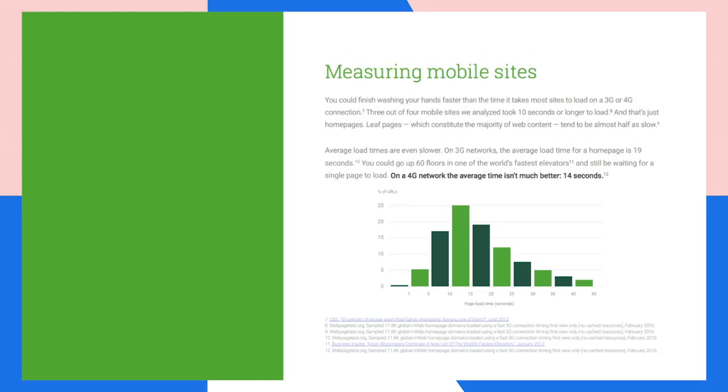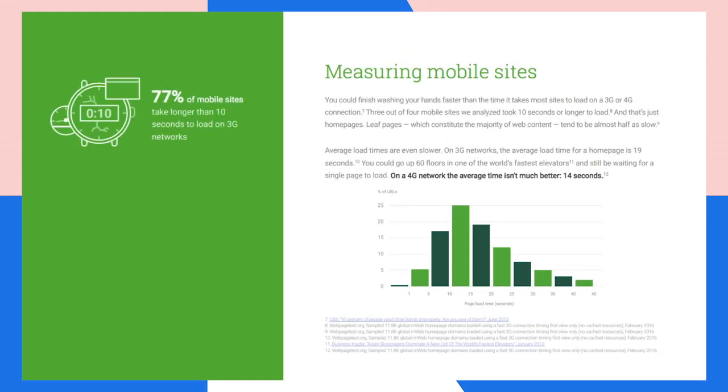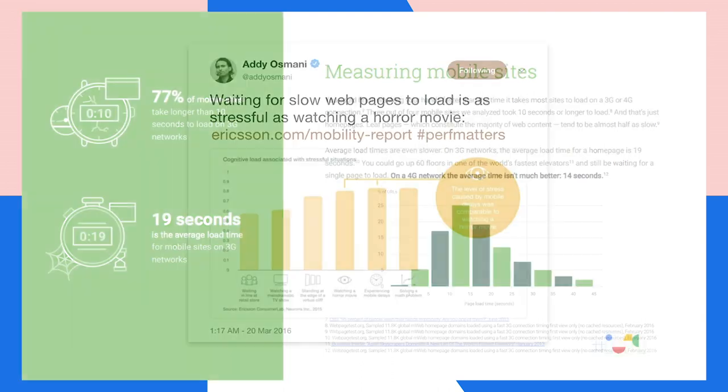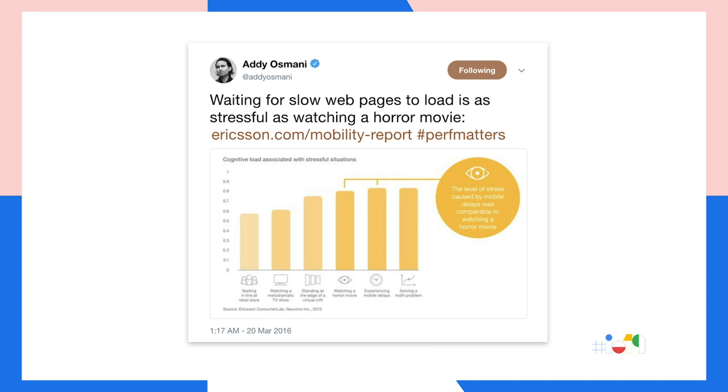Today, I want to share with you how to build faster web applications by using predictive prefetching with Guess.js. Web applications are slow. 77% of mobile sites take more than 10 seconds to load on a 3G network, and the average load time of a mobile web app is over 19 seconds. 19 seconds. This is not only going to frustrate our users and decrease conversions, but also stress them out. According to Ericsson, waiting for a slow web application to load is almost as stressful as watching a horror movie.